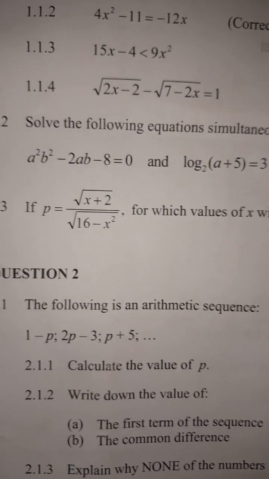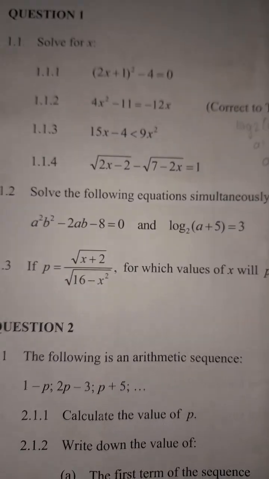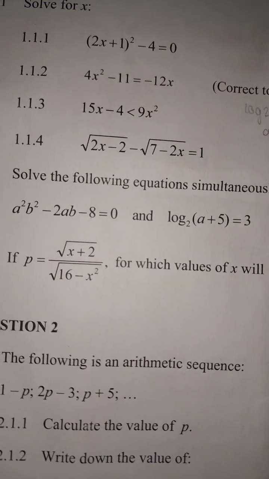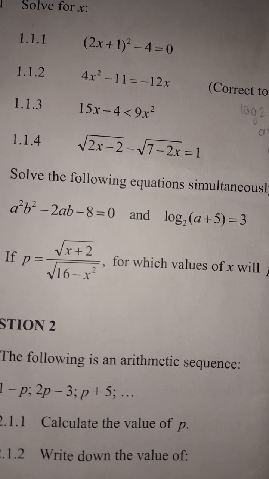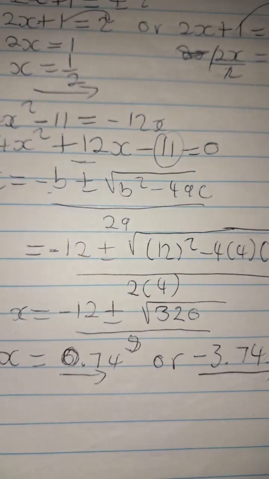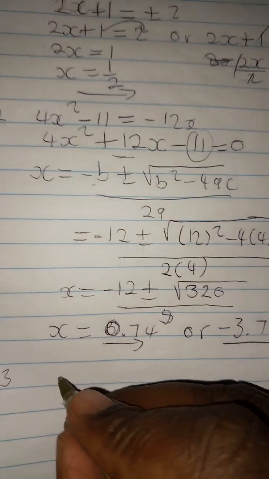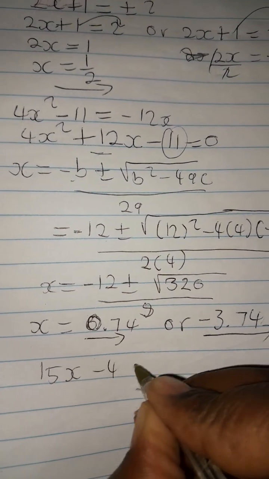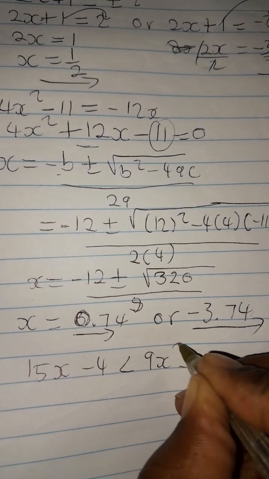1.1.3, you can see it's an inequality. And how many marks is that? That's 4 marks. So the best way is to transpose 9x squared to the other side, to the left hand side. So that will change the sign of positive 9x squared, right? Remember that we are given 15x minus 4, which is less than 9x squared.